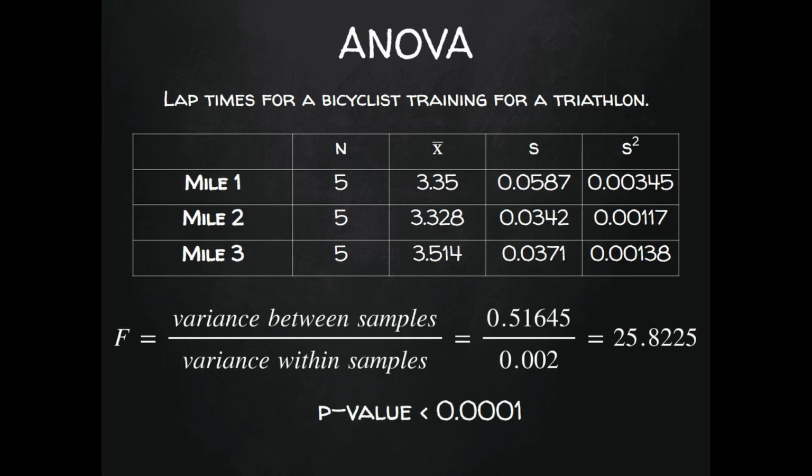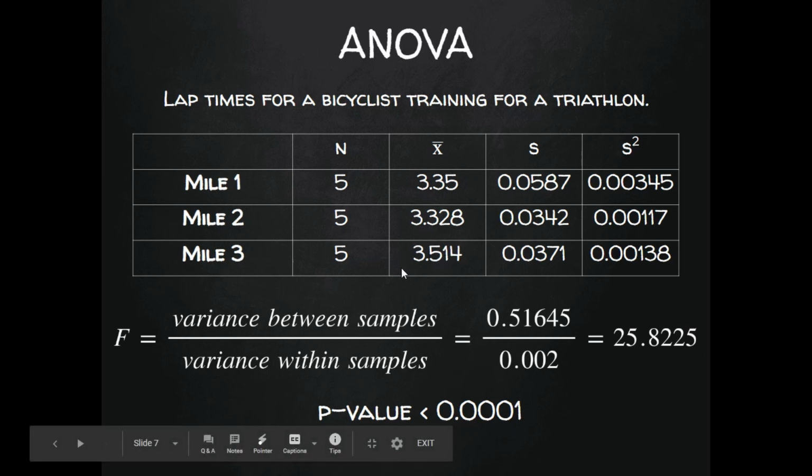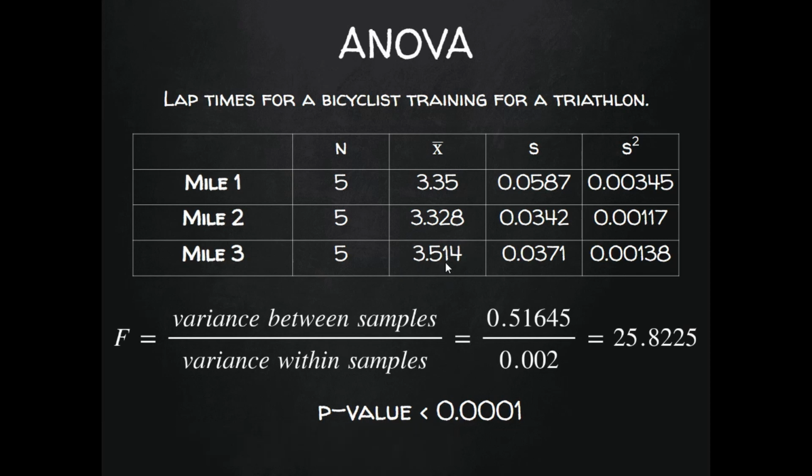And here I get a p-value that's very, very small when I do that. So here we would say we're going to reject the null hypothesis that the means are all the same in favor of the alternative that's saying one of them is different. And just kind of looking at the different means, we can see that mile 3 was a little bit higher, and it was high enough that we would say this is statistically significant.